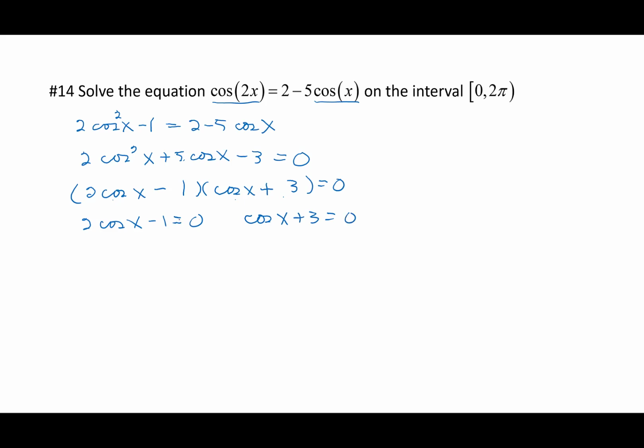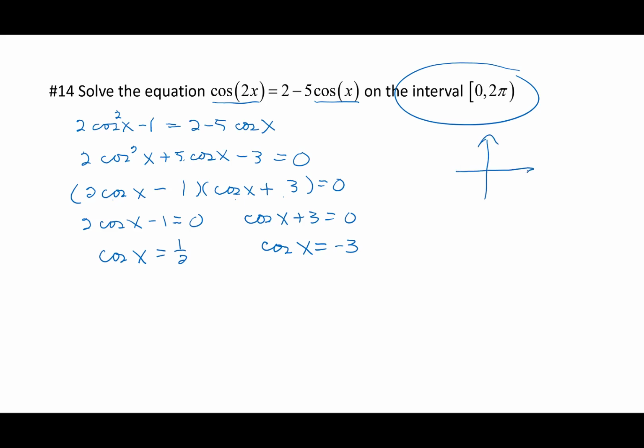I get 2 cosine x equals 1, or cosine x equals 1/2, and I get cosine x equals -3. So we're solving on the interval from 0 to 2 pi. So where is the cosine equal to 1/2 on that interval from 0 to 2 pi? The cosine is positive in quadrant 1 and quadrant 4. And so that's going to give me an angle of pi thirds in quadrant 1. It's going to give me an angle of 5 pi thirds in quadrant 4.